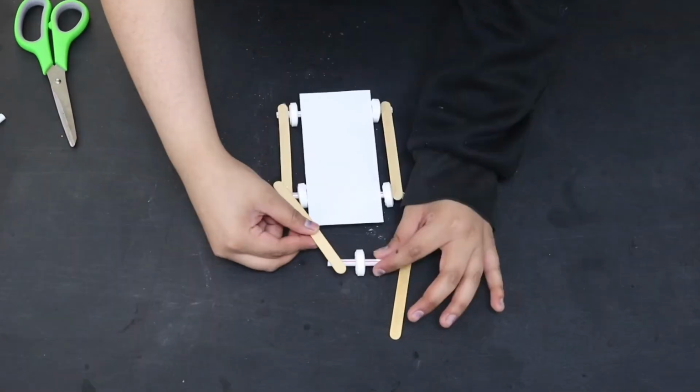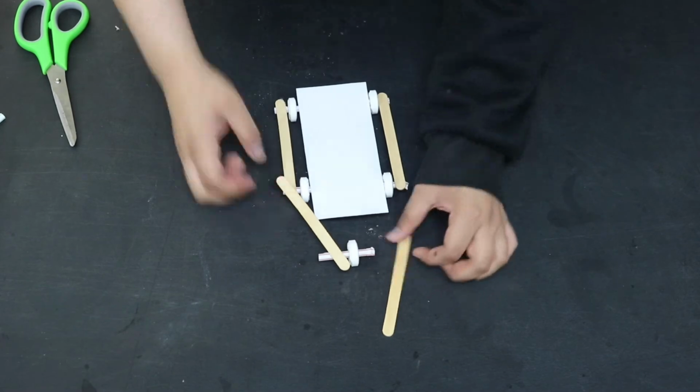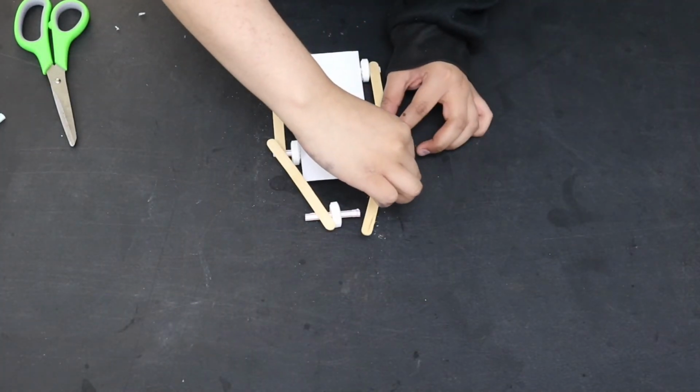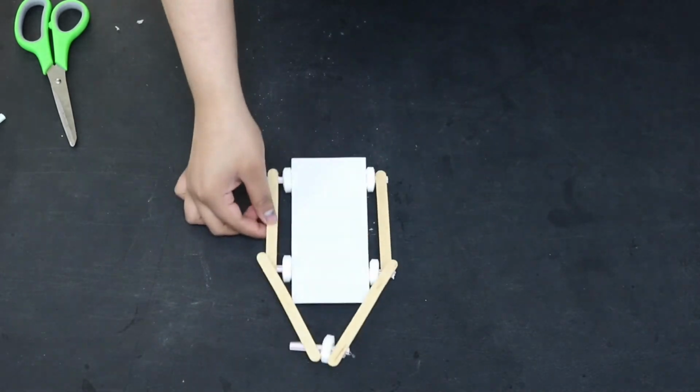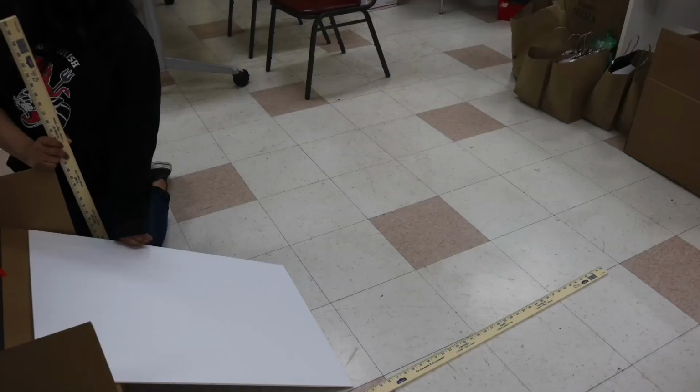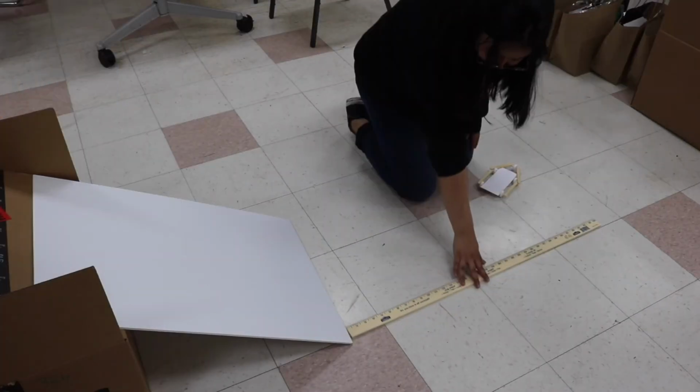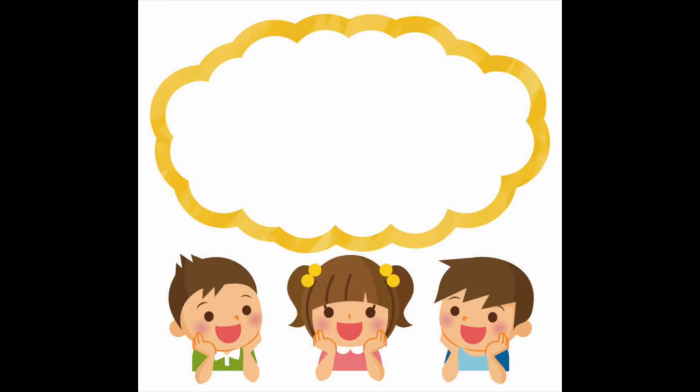To attach my last wheel, I'm gonna add a small piece of straw into my candy and then just add 2 more popsicle sticks and stick that onto my piece of straw. Once your design is complete, it's time to test it out. My car was able to go a pretty far distance. That I am proud of.